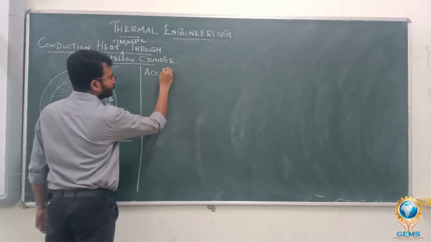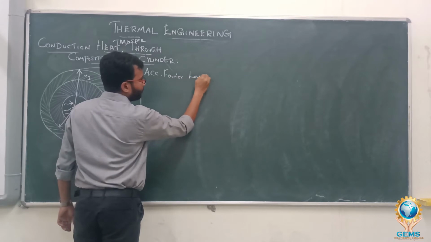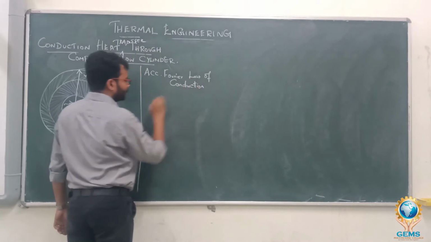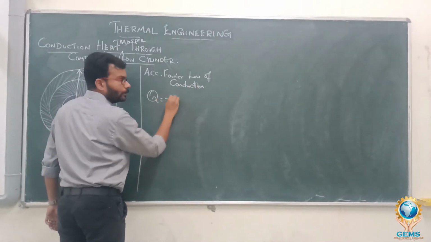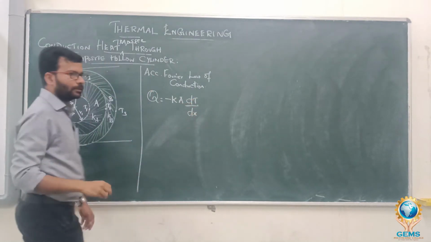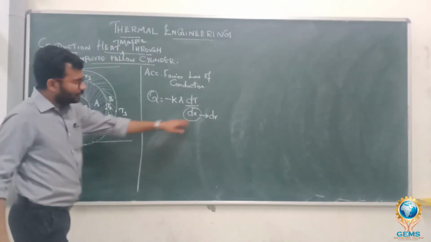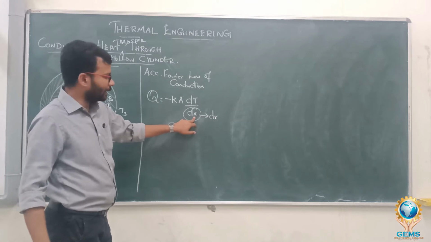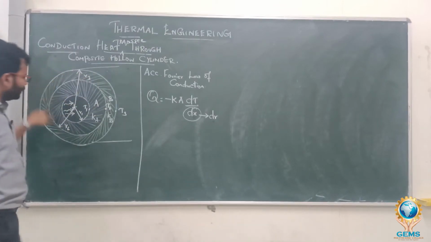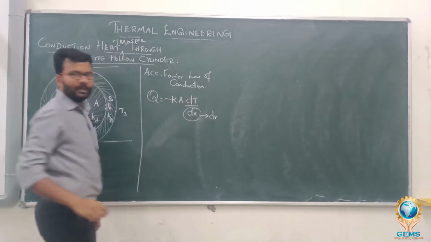Let's go by Fourier's law of conduction. According to Fourier's law of conduction, we know that Q is equal to minus Ka dT by dx. But here, instead of dx we are using dr, because x represents the linear dimension, but dr represents the radial dimension, and here we are using the radial dimension only. So we can rewrite it as minus Ka dT by dr.